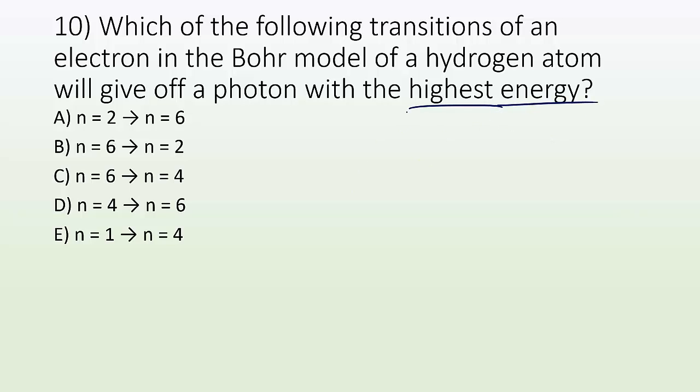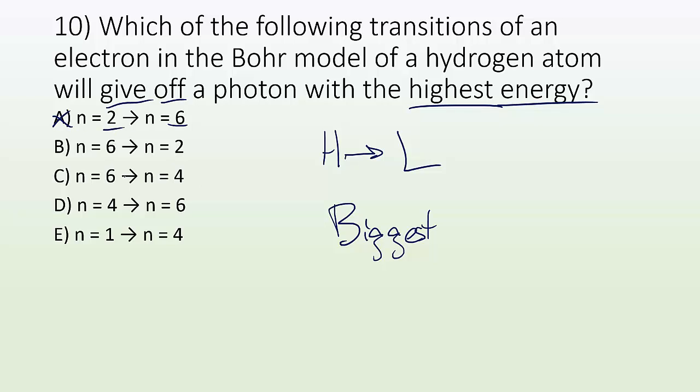So if we're talking about highest energy and it's being given off, we're trying to go from high to low, and it's going to be the biggest drop if we want the highest energy. So which one's going to give us the biggest drop? Well, let's see. A, 2 to 6, that's not a drop at all. 6 to 2, well, that's a change in 4. 6 to 4, well, that's a change in 2.